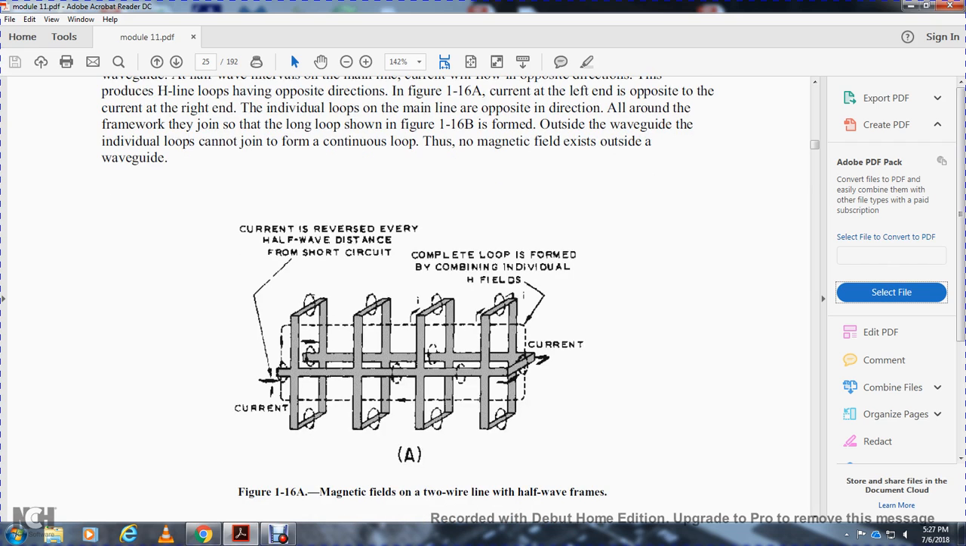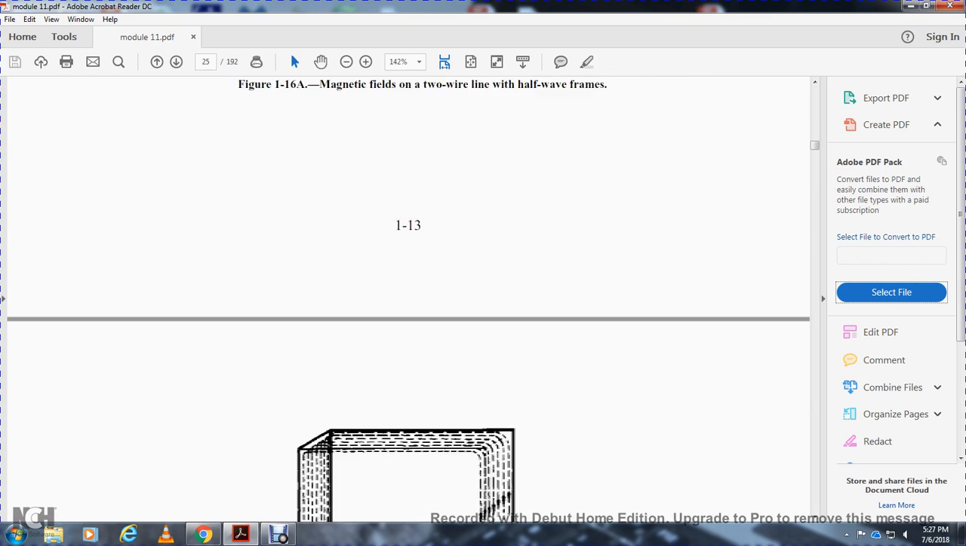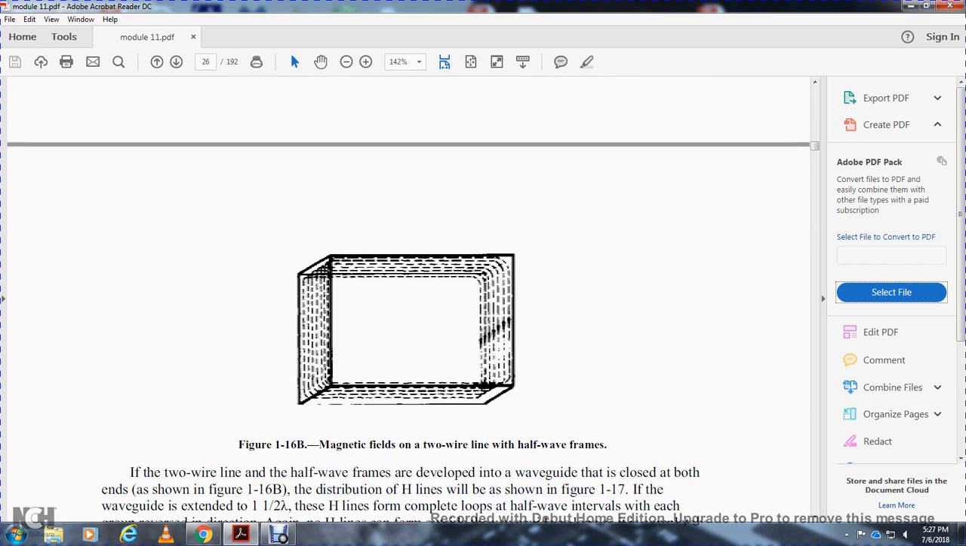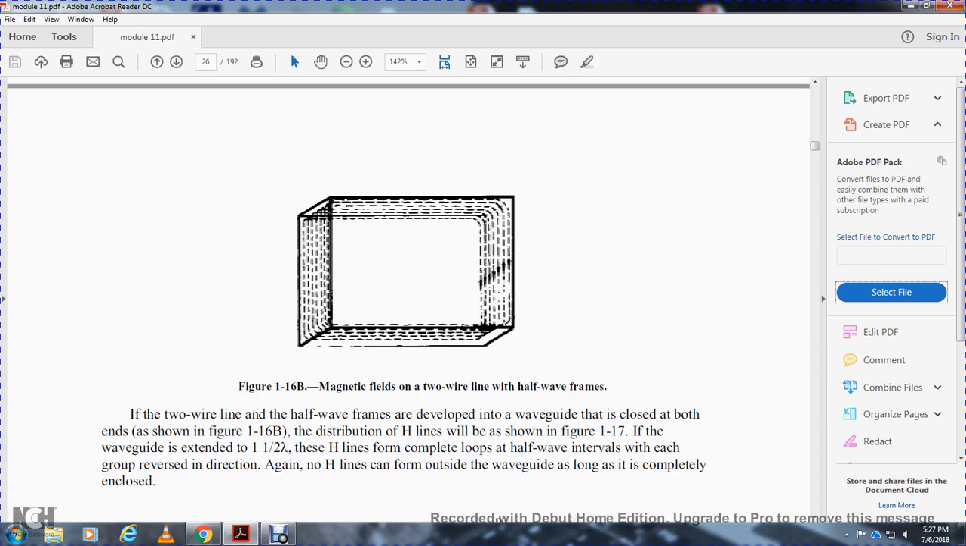Figure 116 shows the magnetic field of the two-wire line with half-wave sections. The current is reversed every half wavelength along the line. The complete loops are formed by combining the individual magnetic fields of the currents. The two-wire line half-wave sections are developed in the waveguide closed at both ends, as shown in figure 116.